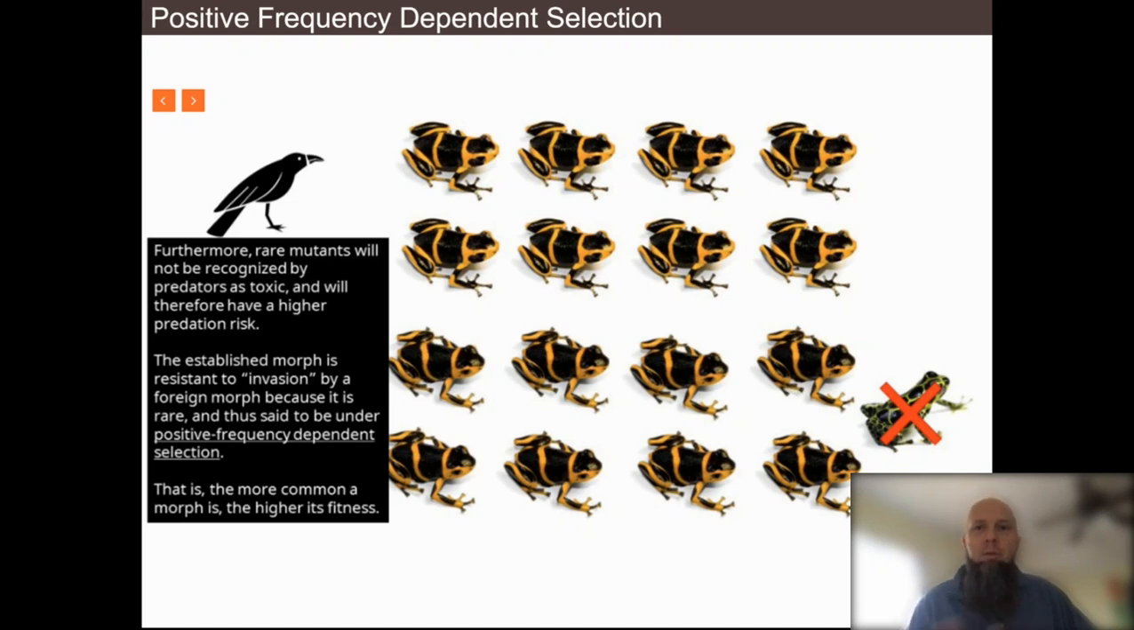However, what if you are the really rare, unique looking individual in the population? You've got some mutation, your phenotype is quite different than everyone else. Well, under those circumstances, because you are so unique, none of the birds in the population have tried anything that looks like you. And every single one of them will think, I'll give that a shot. I've never tried a green frog with black spots.